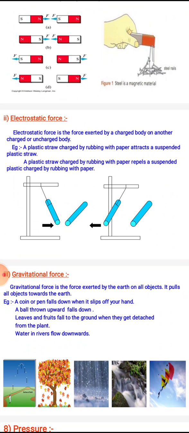We call such force electrostatic force. The definition is: electrostatic force is the force exerted by a charged body. Here the charged body is the scale, on another charged or uncharged body. The uncharged body is the piece of paper.